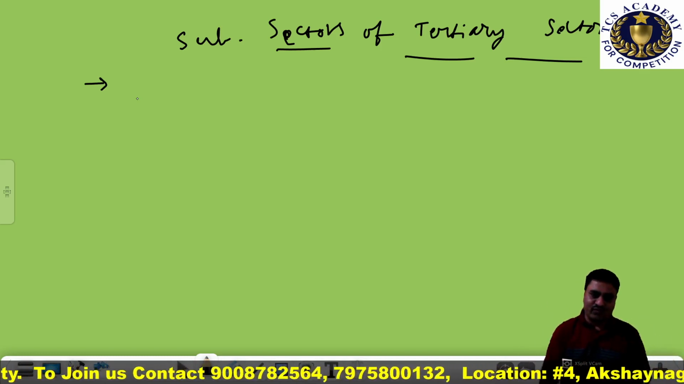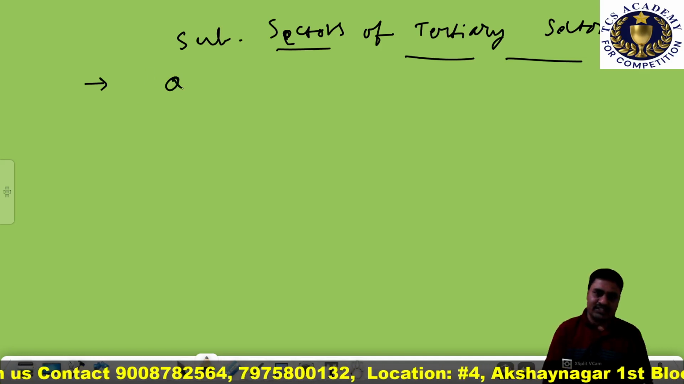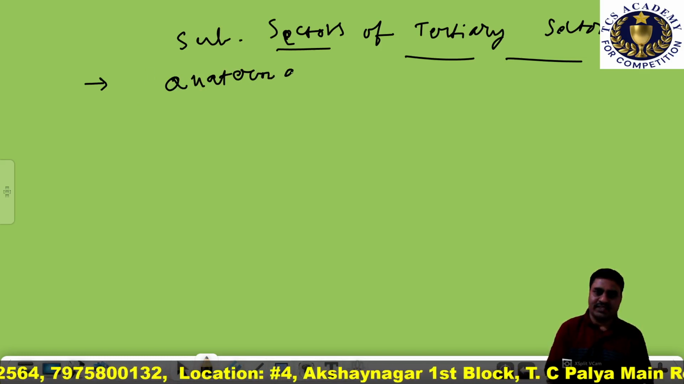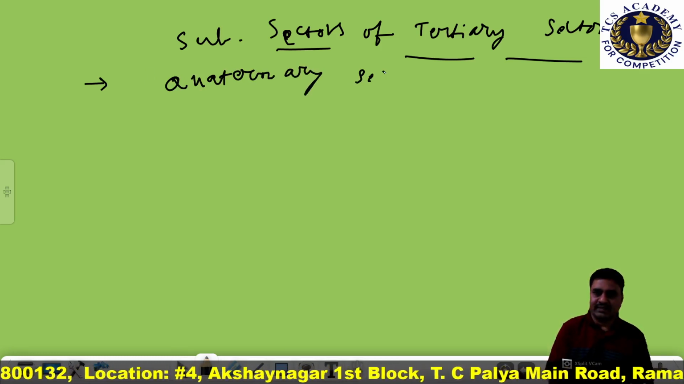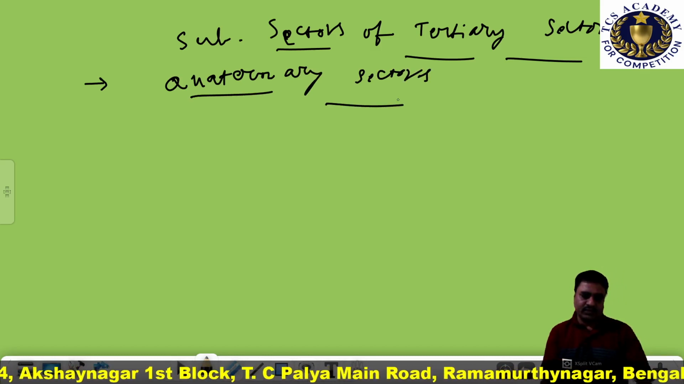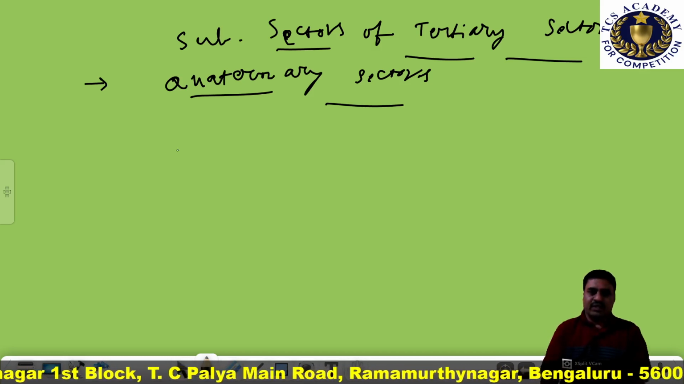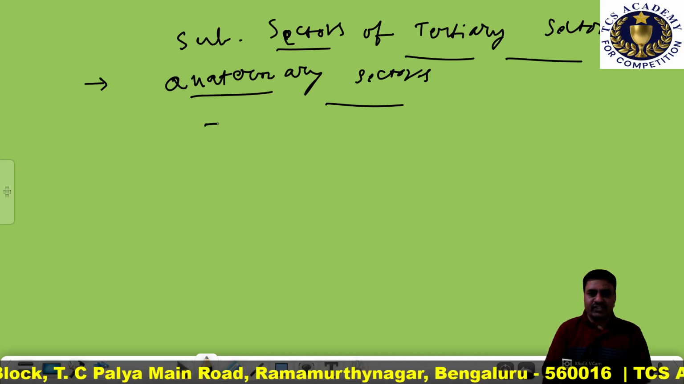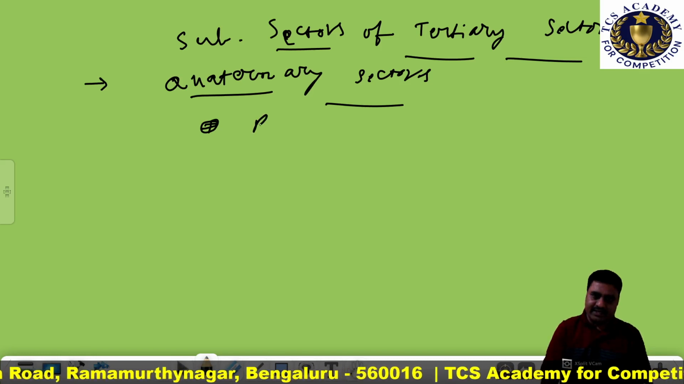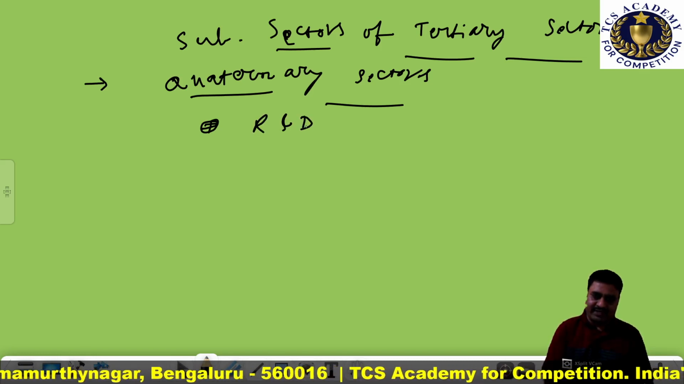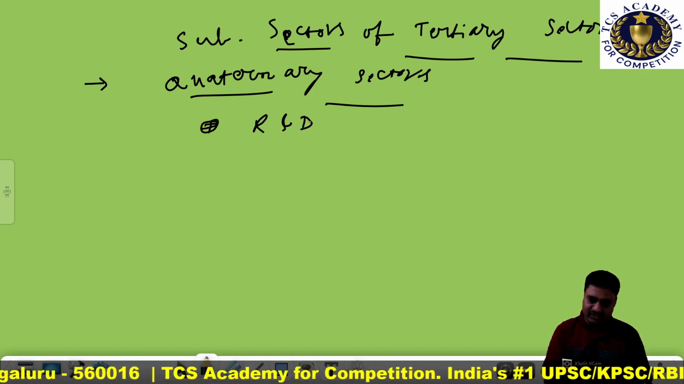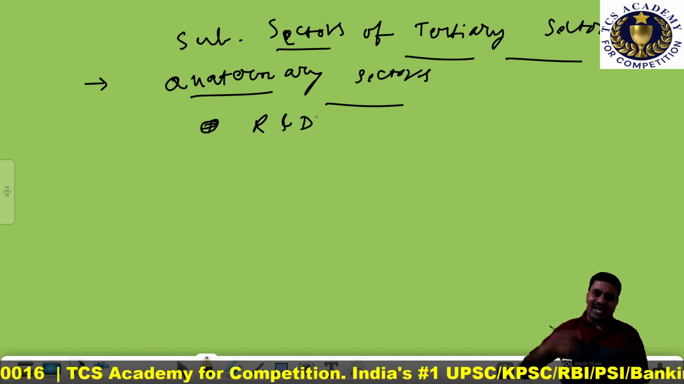Among them, we have one important sector that is called the quaternary sector. Quaternary activities, okay? So here, there are some activities which we call quaternary activities, like research and developmental activities, which take place in the colleges and with the intellectual aspects of the economy.